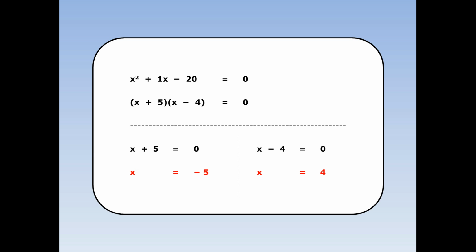If I put minus 5 into the original equation, I'd get 0 out. But also if I put x is 4 into the original equation, I'd also get 0 out. So they are two answers.